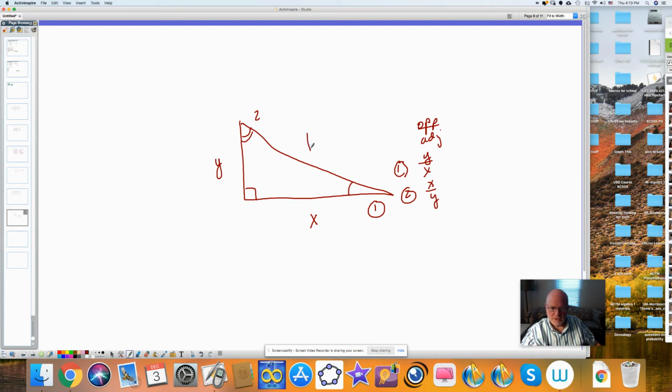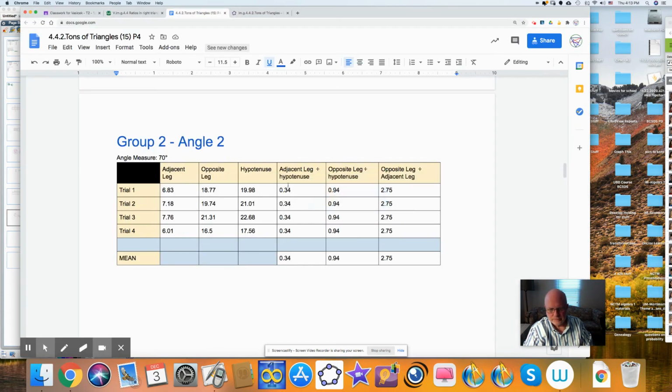And if I use h as my thing, from here, this is the opposite over the hypotenuse. From here, this would be the adjacent over the hypotenuse. So you can see that they're just backwards. They're just switched. Why is that? Well, because they're complements of each other. These two angles add up to 90, and the three angles add up to 180.